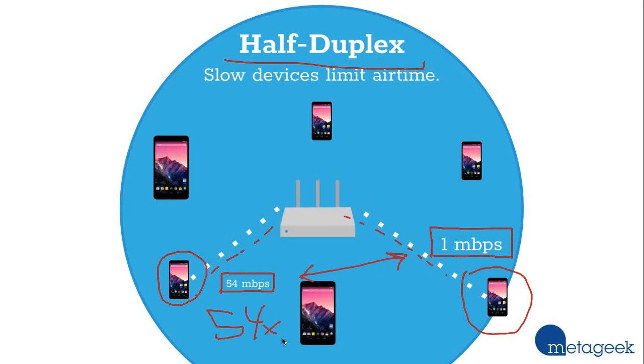And this takes up more time. It takes up a lot more time on the channel because it has to slowly work its way through all of that data. Slower devices will limit airtime. They will take more time on the channel, and so they will consume the available amount of time on the channel. So we want to avoid this. We want to try to get devices to talk quickly.